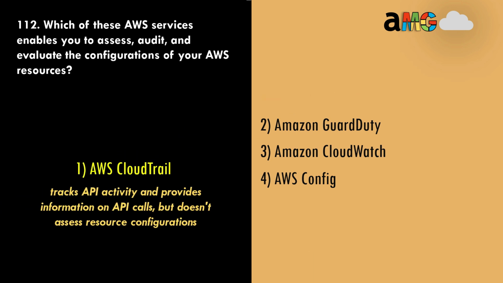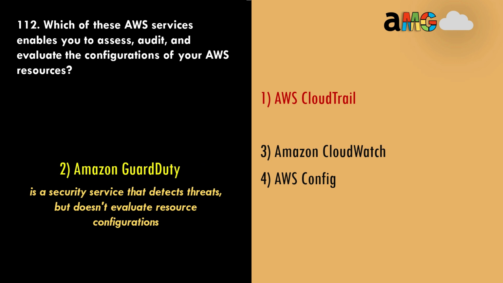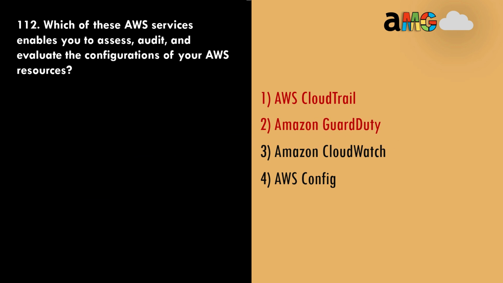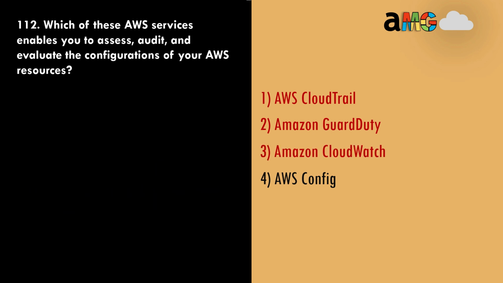Option 1, AWS CloudTrail tracks API activity and provides information on API calls but doesn't assess resource configurations. Okay, so this is the wrong answer. Option 2, Amazon GuardDuty is a security service that detects threats but doesn't evaluate resource configurations. Okay, so this is also the wrong answer. Option 3, Amazon CloudWatch monitors resources and applications but doesn't assess configurations. So this is also the wrong answer.